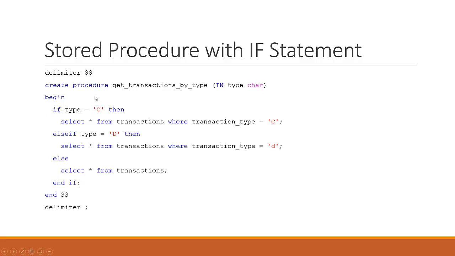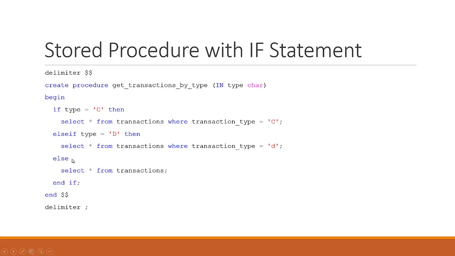So you say if the type, which is the type being passed in, if type equals C, then I just say select star from transactions where transaction type equals C. Else if type equals D, then select star from transactions where transaction type equals D. I'm not following my case very well here. Here's an uppercase D, here's a lowercase d, but I guess in this case it doesn't really matter.